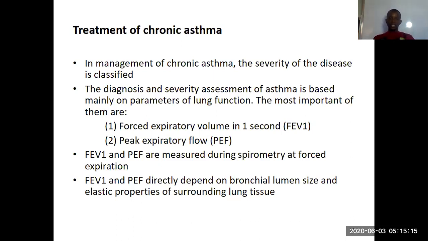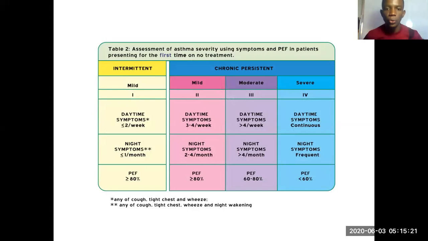The forced expiratory volume and peak expiratory flow are measured during spirometry at forced expiration, and these directly depend on the bronchial lumen and the elastic properties of the surrounding lung tissue. So there is a table that is going to tell us the parameters we'll be looking at when we do our spirometry. This is the assessment of asthma severity using symptoms and peak expiratory flow in patients presenting for the first time on no treatment.